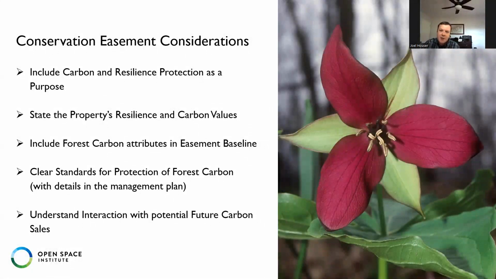In an easement, you should include carbon and resilience protection as purposes of the easement, state the property's resilience and carbon values, include forest carbon and resilience attributes in the baseline documentation report, provide clear standards for protection of forest carbon, and when considering easement terms, if applicable, consider how they will interact with a potential future carbon sale. If you're working with a landowner that may wish to engage in the carbon market in the future, it would be worth consulting an expert in the field while drafting the easement.